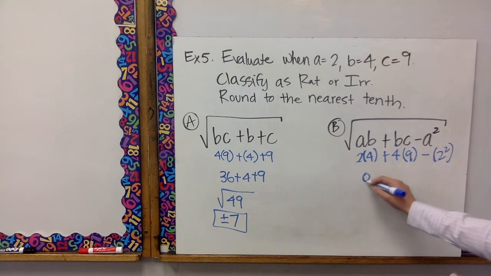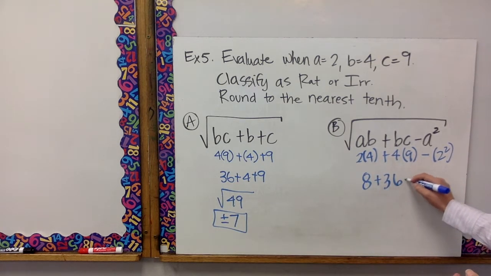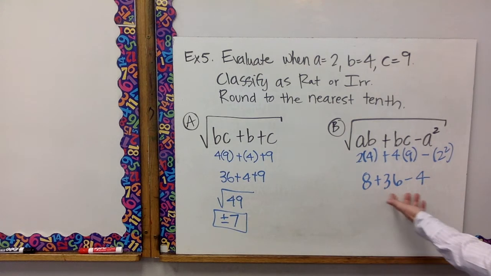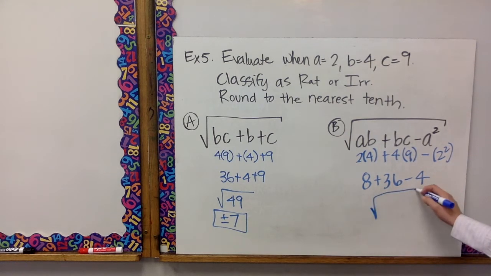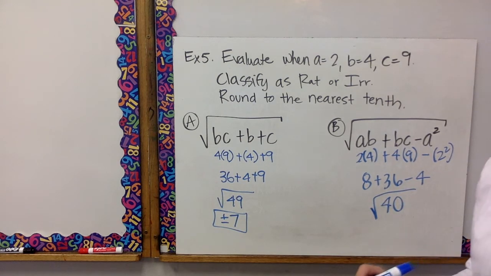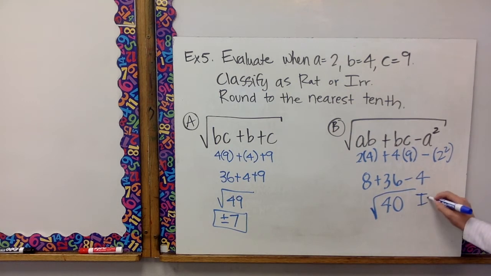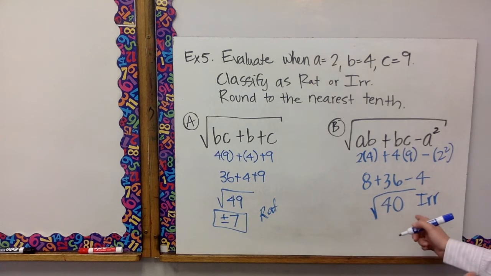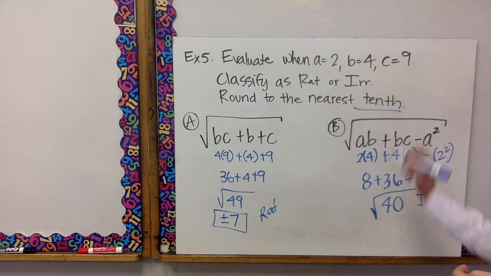I'm going to multiply everything out. Now 2 squared is 4. I'm going to add and then subtract from left to right. So that is 44 minus 4 is 40. The square root of 40, this is an irrational. Whoops, I forgot to say, this is rational. Sorry. This is an irrational number, and it says round to nearest tenth.